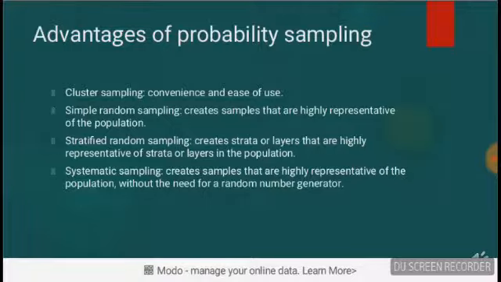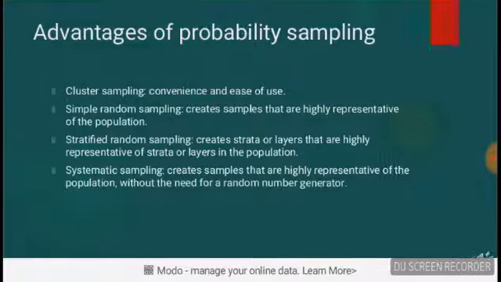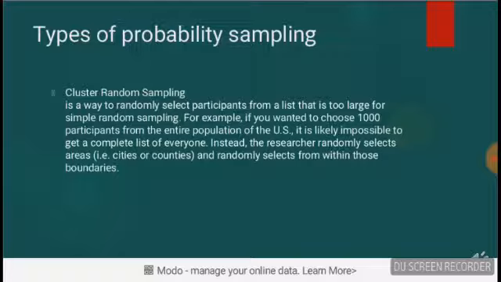Advantages of probability sampling. Cluster sampling: convenience and ease of use. Simple random sampling creates samples that are highly representative of the population. Stratified random sampling creates strata or layers that are highly representative of strata or layers in the population. Systematic sampling creates samples that are highly representative of the population without the need for a random number generator.